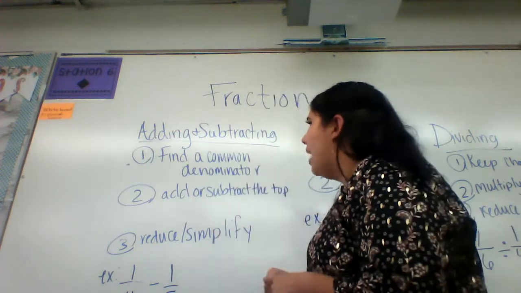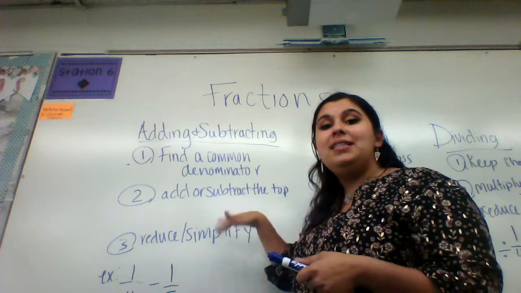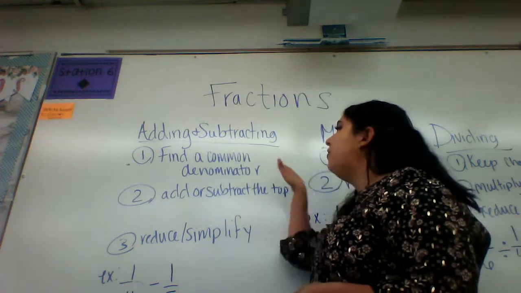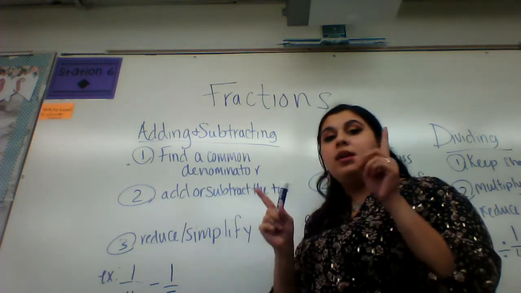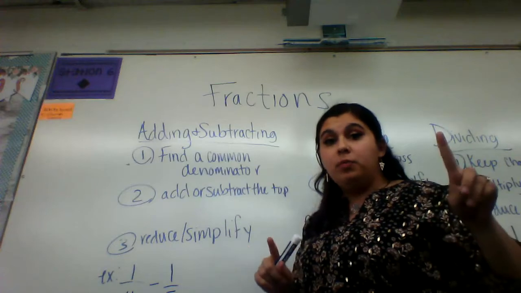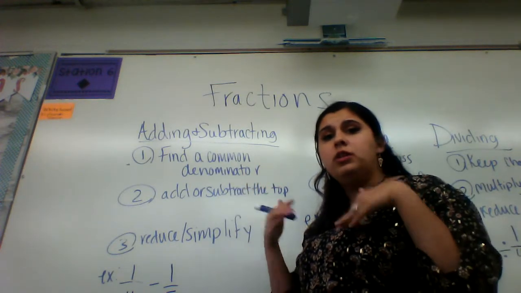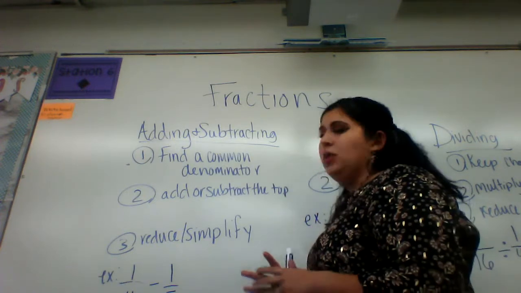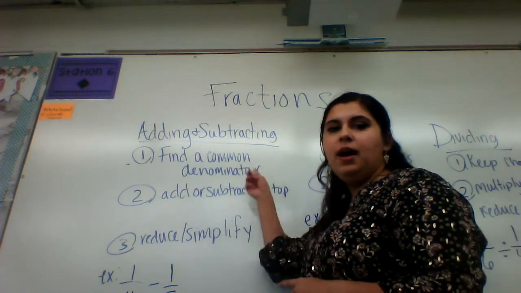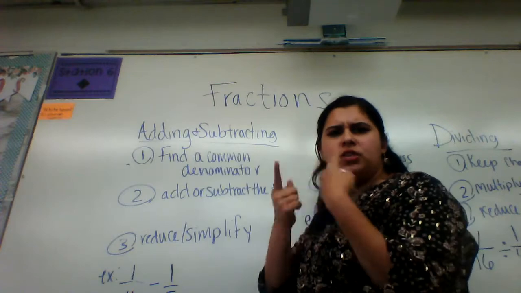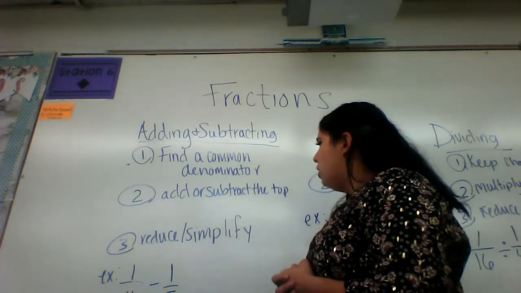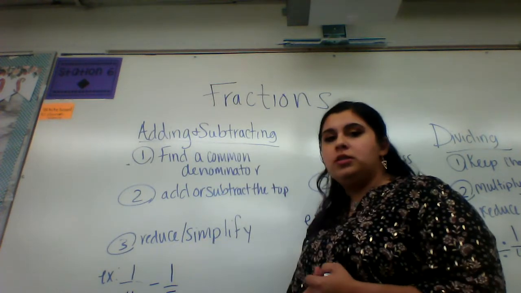So for adding and subtracting, here are the 3 easy steps. First things first is you got to find a common denominator. So something that goes into both of the bottom numbers in order to change the fractions over, make an equivalent fraction so you can add or subtract them. So that way they're speaking the same language. Because if they're not, then we can't add them. We can't have a conversation. Then we're going to add or subtract the tops. And then we're going to reduce or simplify.